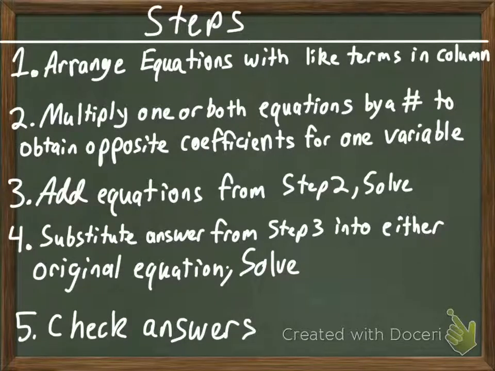Step 3 is to add the equations from step 2 together and solve. Step 4, we're going to substitute our answer from step 3 into either original equation. Now we're going to solve that. And step 5 is to check your answers, just like we did with substitution. Now you notice I skipped step 5 just to save some time.